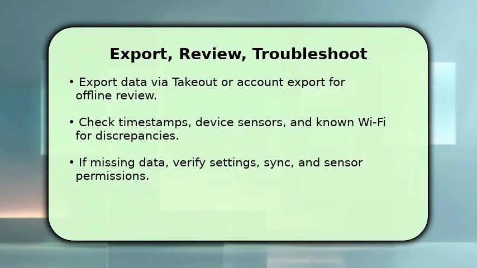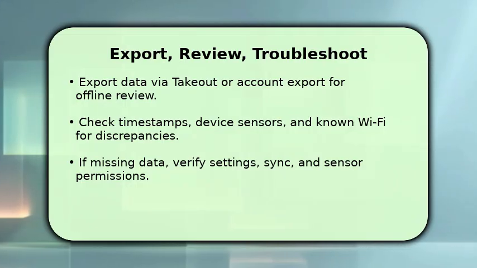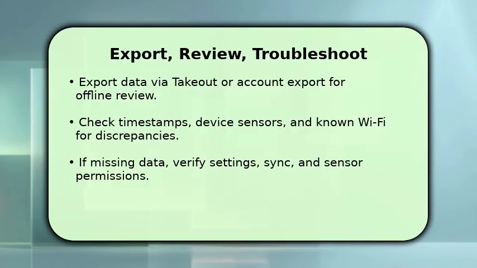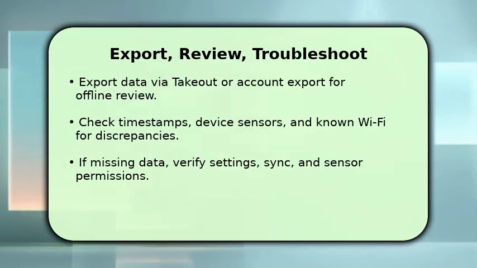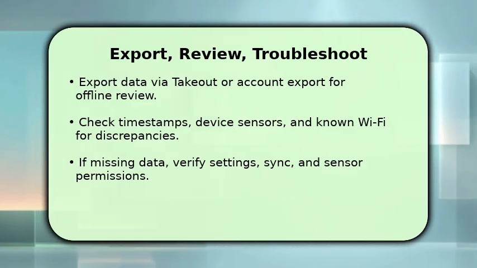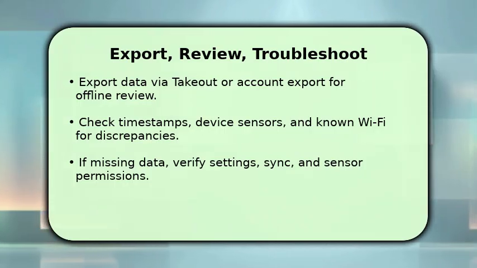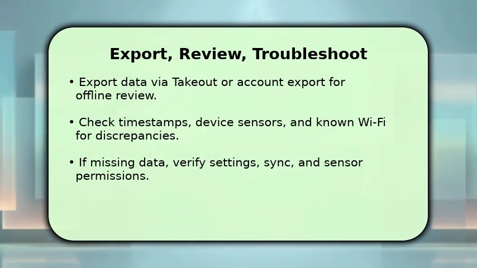Finally, export your location data if you need a backup or deeper analysis. Use Google Takeout or the Account Export tool and open the file in a map viewer. Review timestamps against calendar events to verify accuracy, and compare GPS points to known Wi-Fi or cell towers to understand anomalies. If entries are missing, make sure location history and background location are allowed, sync is enabled, and battery saver isn't blocking updates. That single troubleshooting check fixes most gaps.